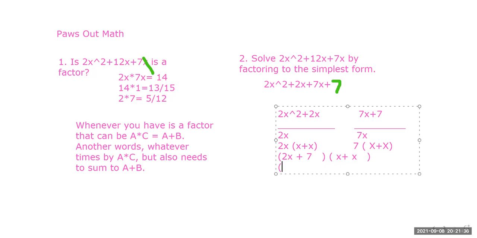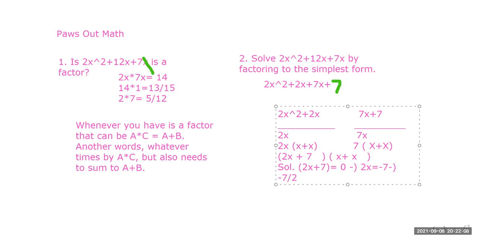So as you see, put that as a solution. Solution should be 2x plus 0. That should be converted to 2x plus negative 7, which then should be converted to negative 7 over 2. Okay, and then we've got x plus x.